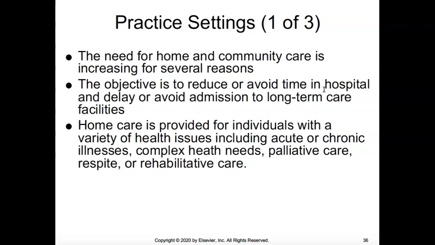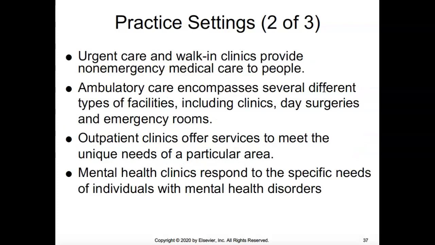Okay, practice settings. The need for home and community care is increasing for all sorts of reasons. The objective is to reduce or avoid time in hospitals because there are so many people who have been in hospitals for so long because they don't have the health care or support at home. Home care is provided for individuals with varying health issues, including acute or chronic issues, complex health needs, palliative care, respite, and rehabilitation care. Urgent care and walk-in clinics provide non-emergency medical care.